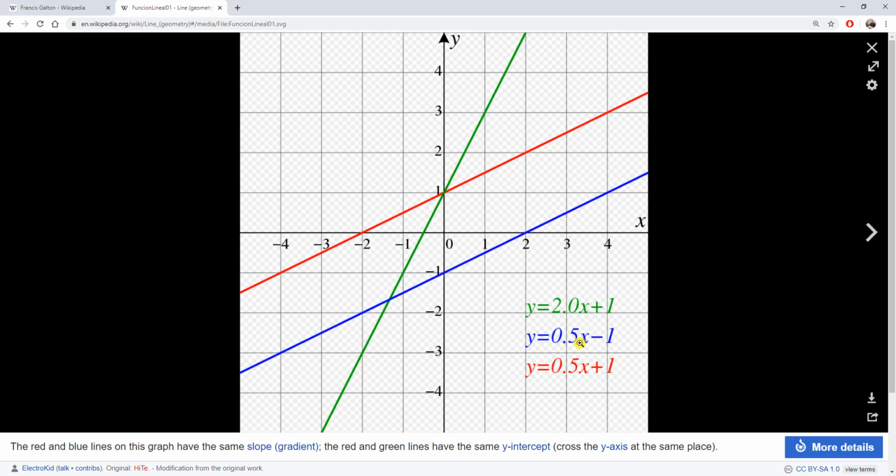Again, 0.5 is the slope coefficient, the so-called a coefficient in front of x. It shows by how much y will change when x changes by 1 unit. So when x changes from 0 to 1, y changes from minus 1 to minus 0.5, which means it changes only by 0.5.